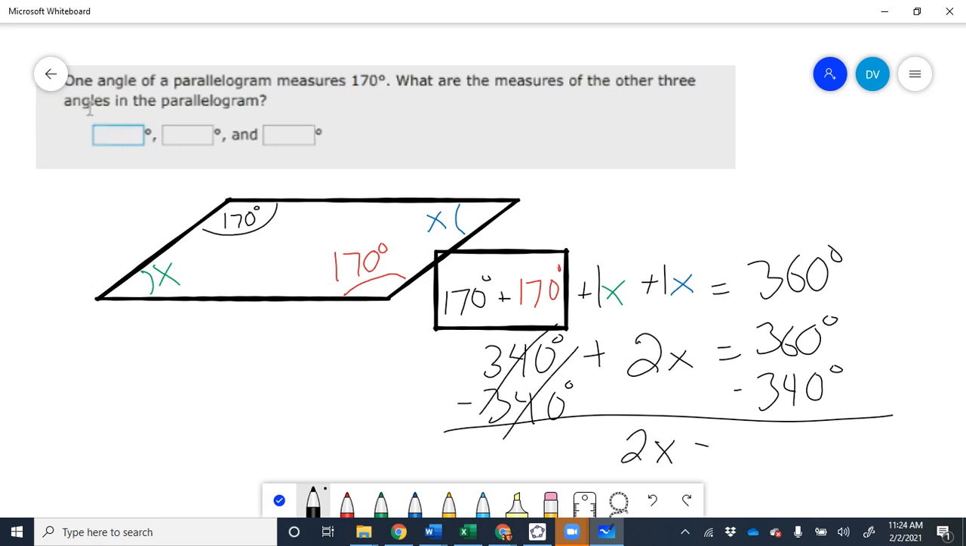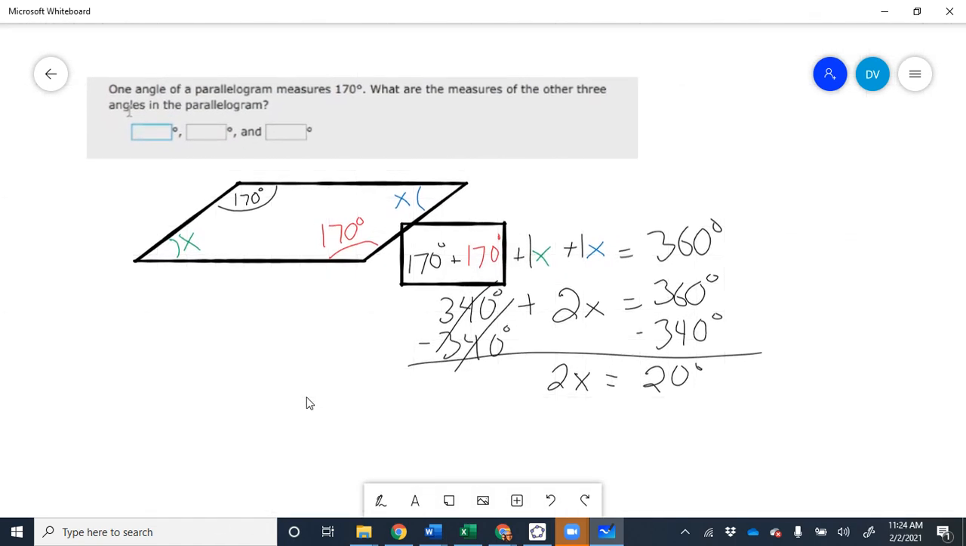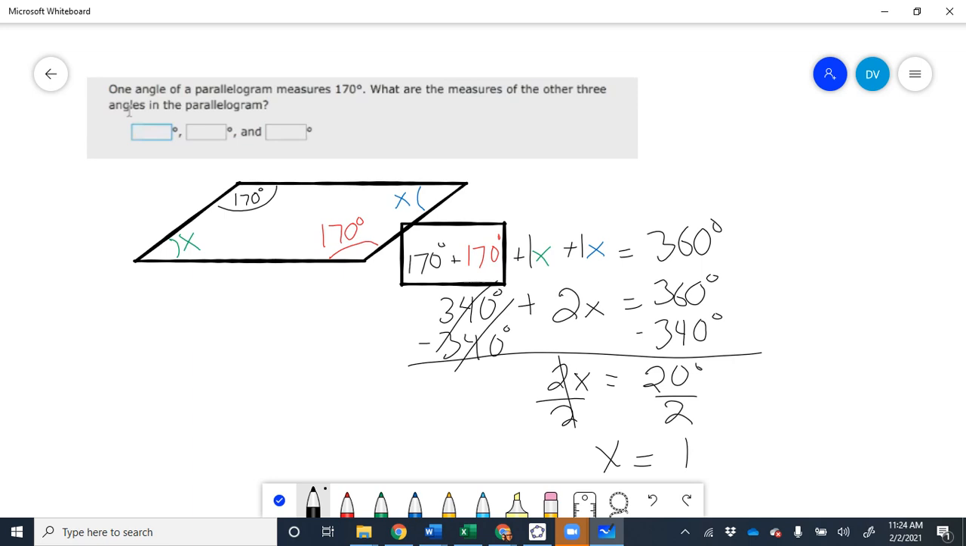It said 180 earlier. And of course, if we subtract here, I think we're going to get 20 degrees. And I'm thinking you could probably tell me what we have to do now to find x on both sides here. Yes, of course, we're going to divide. Very good. We're going to divide both sides by 2. I'm thinking you could do that in your head. 20 degrees divided by 2 is 10 degrees.